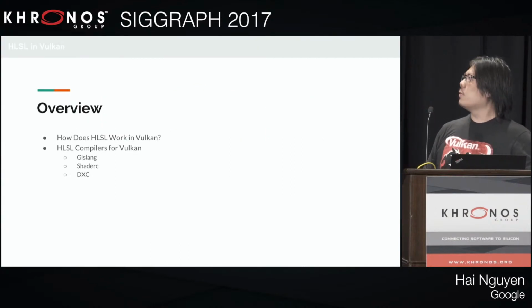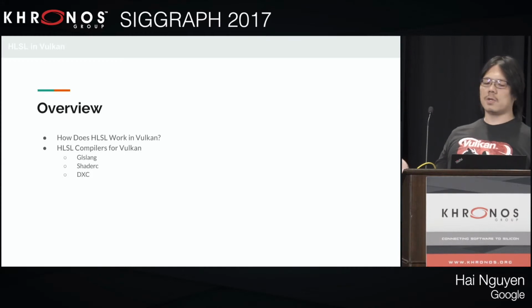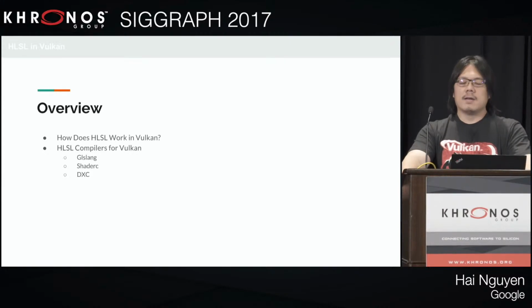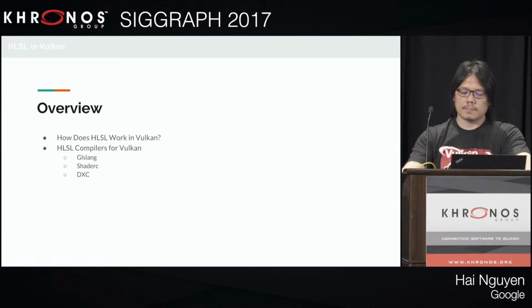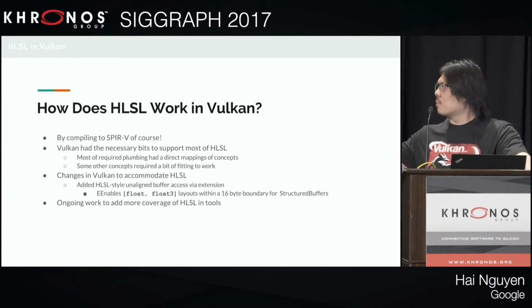So here's an overview of the high-level items that we'll cover in this talk. It's very quick. First of all is how does HLSL work in Vulkan? And after that, the three compilers that currently exist for Vulkan. All right, so how does HLSL work in Vulkan? Well, by compiling to SPIR-V.